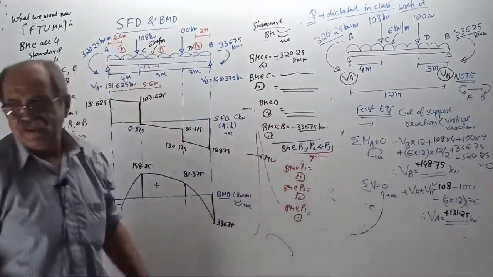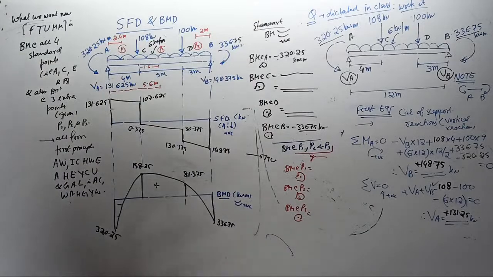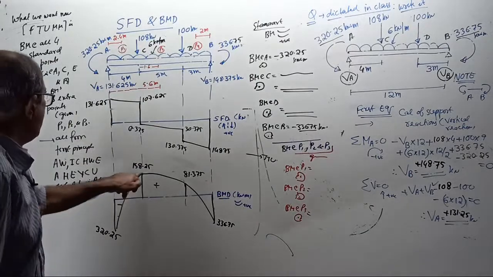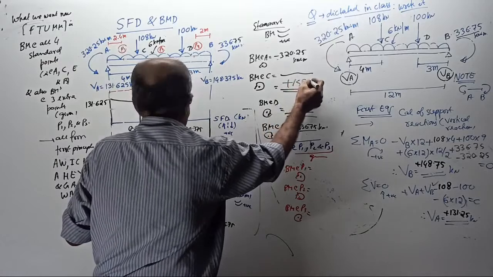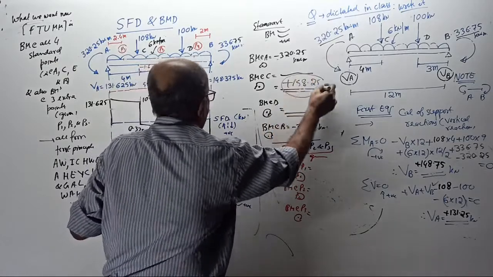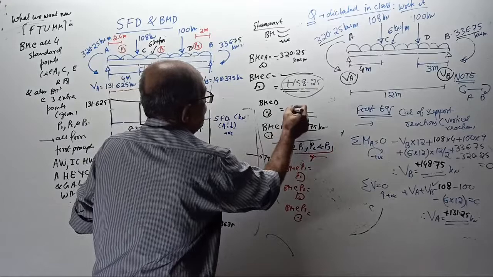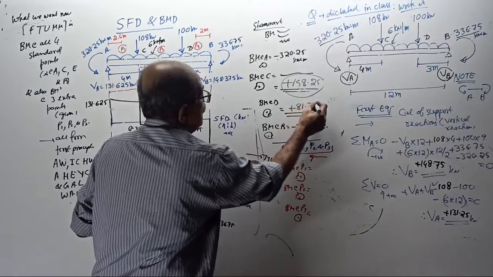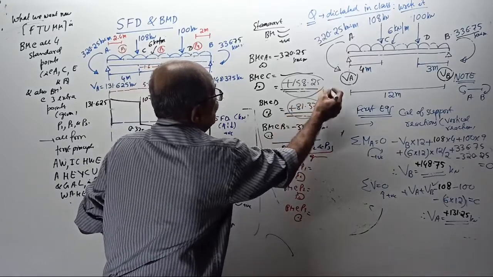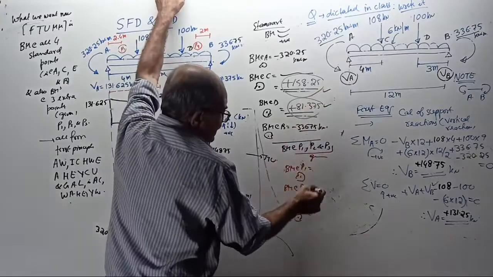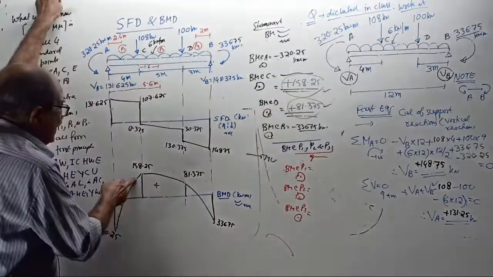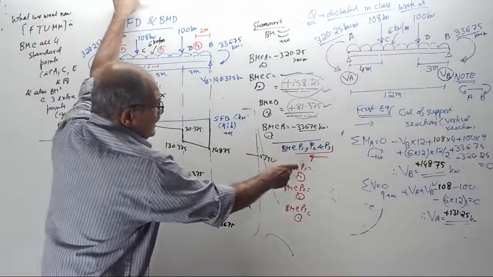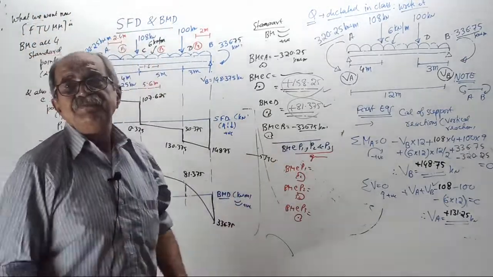Actually, I will tell you one more thing. BM at C, you can get by bending moment diagram only. See here, plus 158.25. So, and BM at here will come plus 81.375. Check this one. Check these values. This is to be checked. These three values you have to type. Don't type this value. Why? It is there in the bending moment diagram only. Okay. These three values you have to tell me.